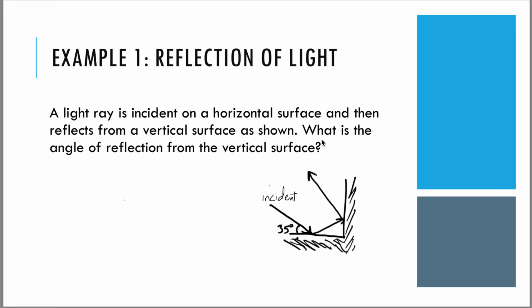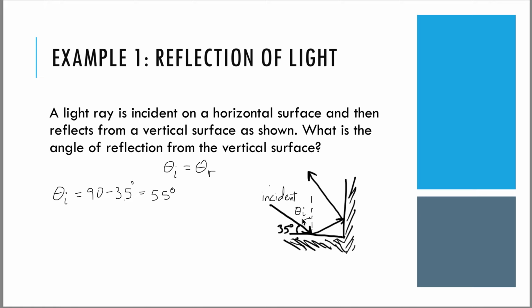And I ask, what's the angle of reflection from the vertical surface, from this surface? So let's use the law of reflection that says that the angle of incidence equals the angle of reflection. Whenever we use this law, we always draw a normal to the surface. There we go. Perpendicular to this horizontal surface. And this is theta I right here. So that means that this theta I is going to be equal to 90 minus 35 because the right angle is 90 degrees. So 90 minus 35, which is going to be 55 degrees.